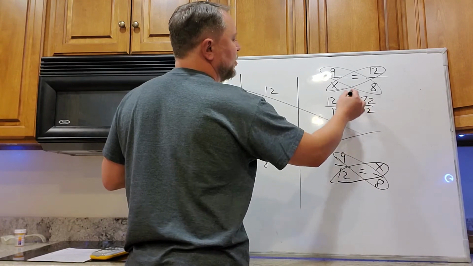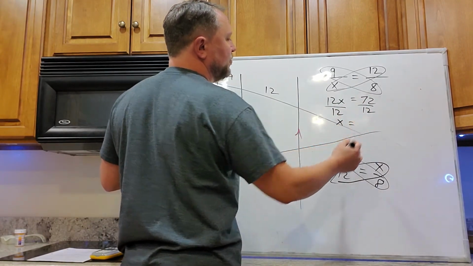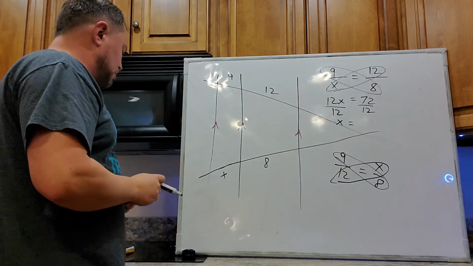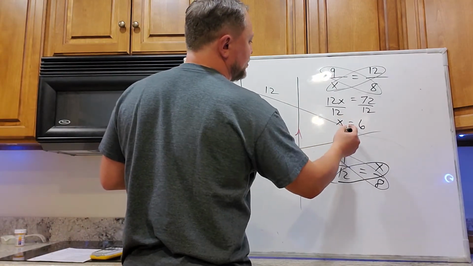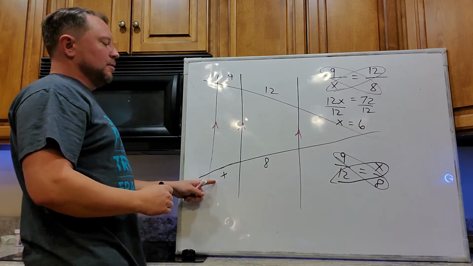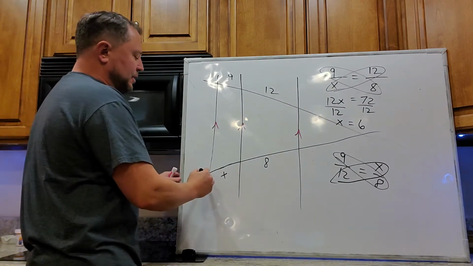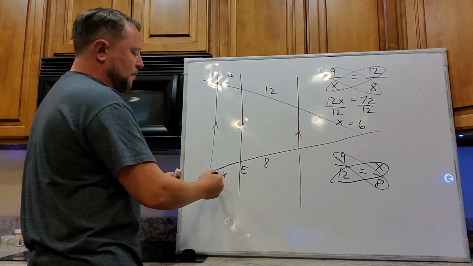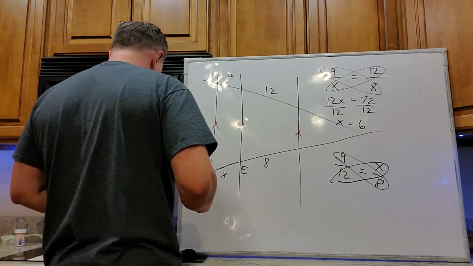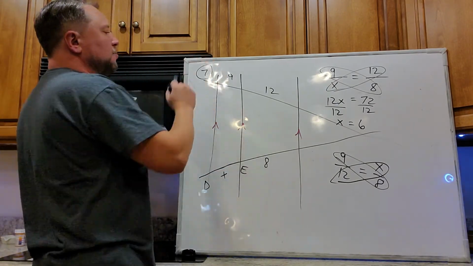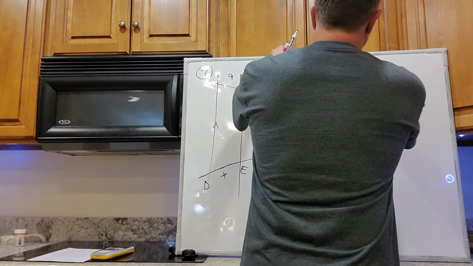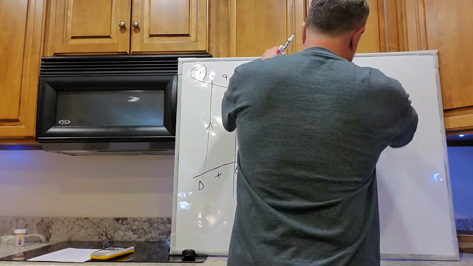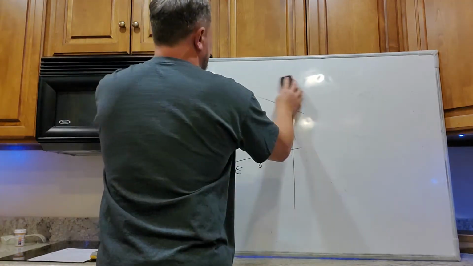I'm going to finish this one off then by dividing by 12. So if you take 72 and you divide it by 12, that should give you 6 for that length right there. On this problem, I believe it's labeled as DE. Okay, so that was problem number 7. And we're going to erase that one now so I can show you problem number 8.